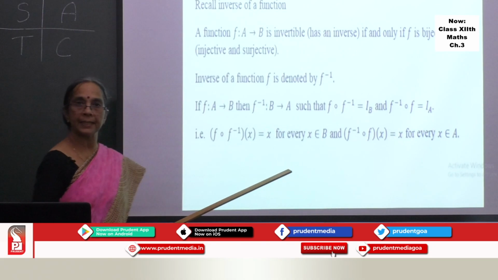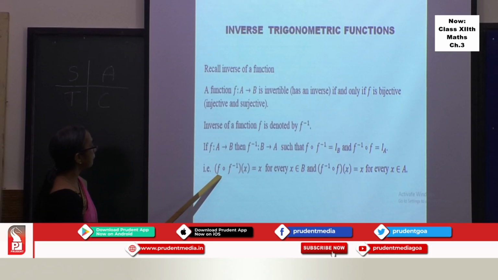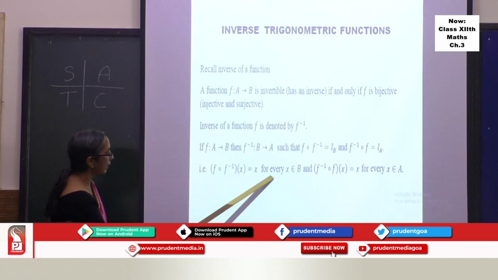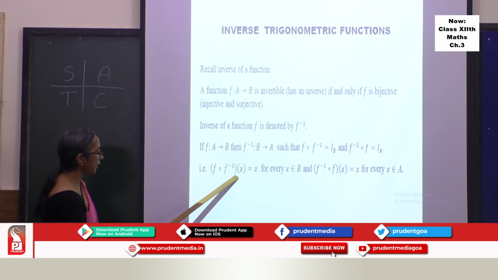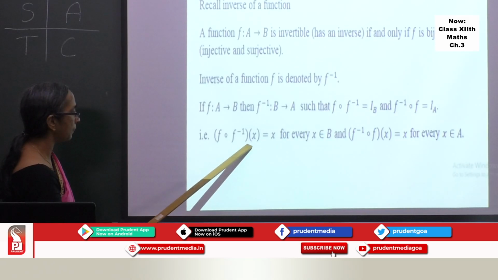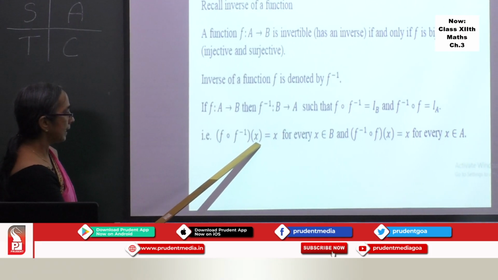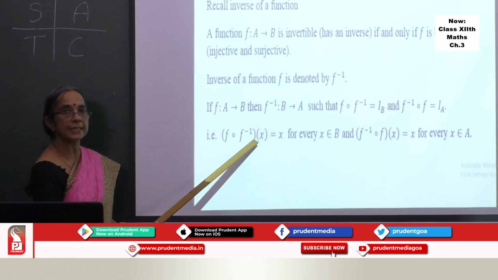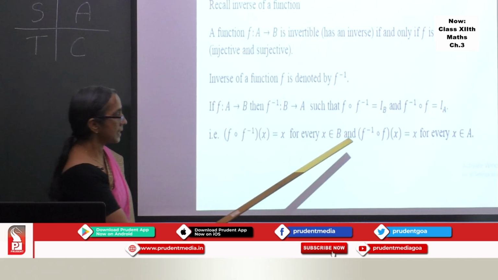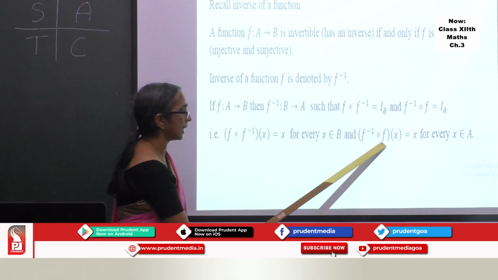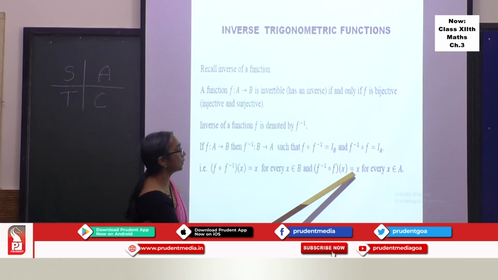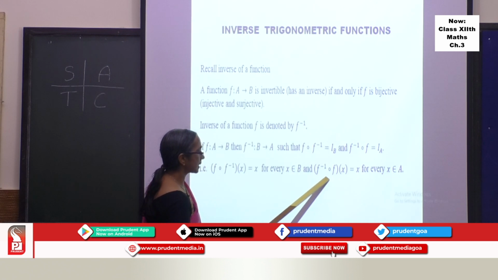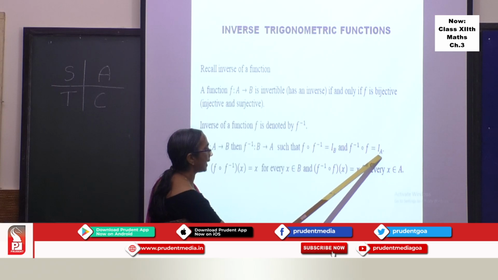Now, what do you mean by identity function? Here, f composition f inverse of x is equal to x for every x in B. Therefore, it is called the identity function on B. Every element of B, its image is the element itself. And similarly, f inverse composition f of x is equal to x for every x belongs to A. Therefore, it is the identity function on A, I_A.